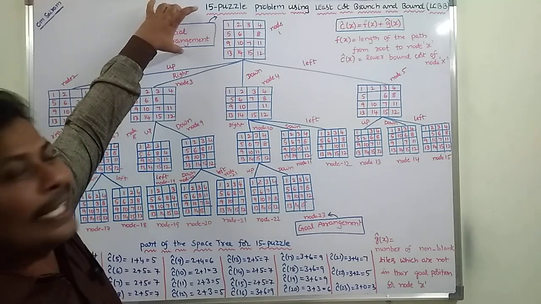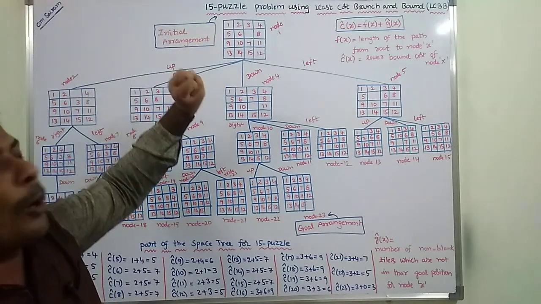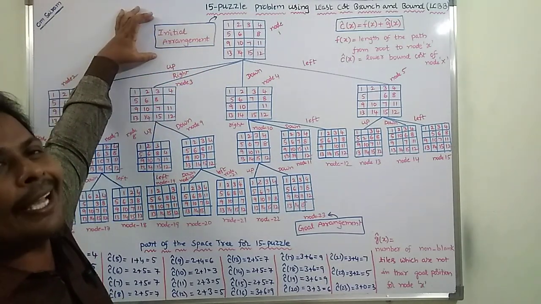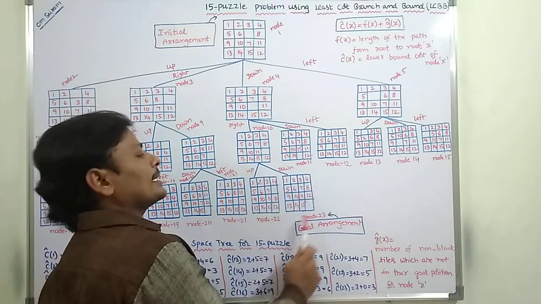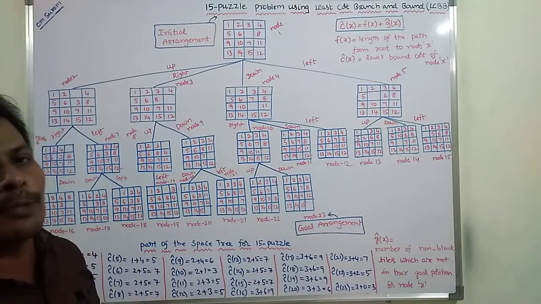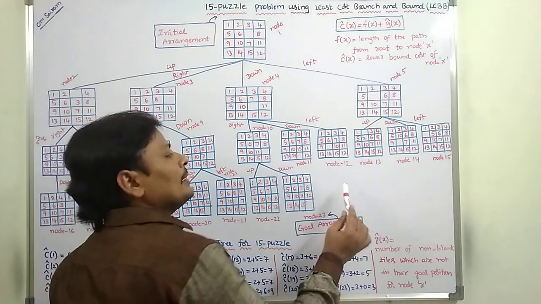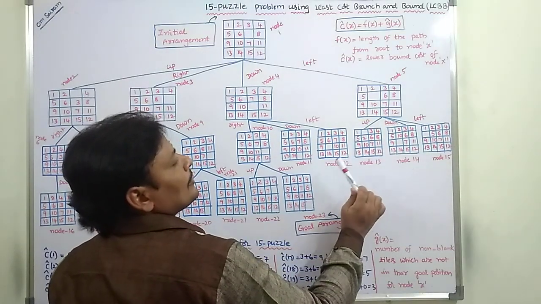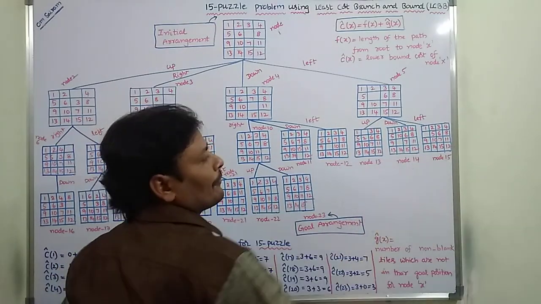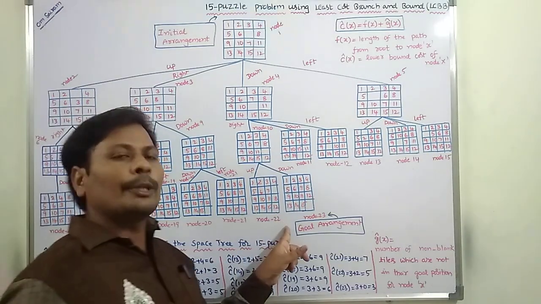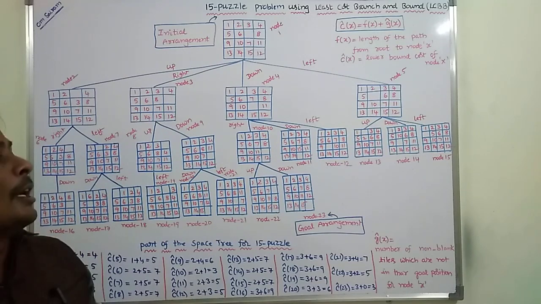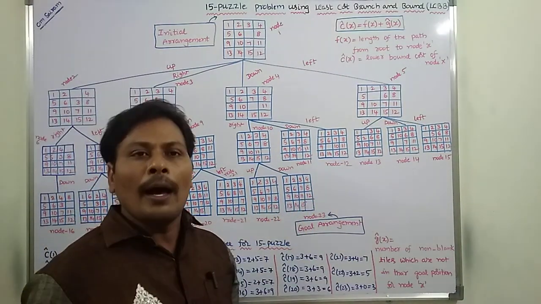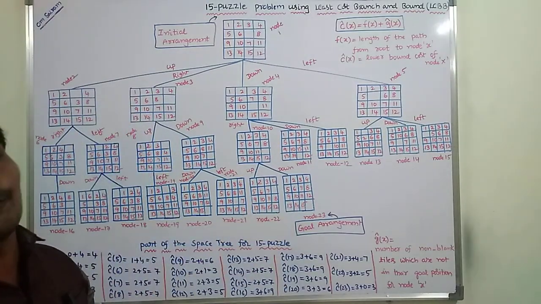This is the initial arrangement. Our main objective is to transform the initial arrangement to the goal arrangement. At node 23, we are getting the goal arrangement. So further, there is no extension of node 12, node 13, node 14, node 15. Once we get the goal arrangement, we have to stop the extension of the procedure because our objective is reached.